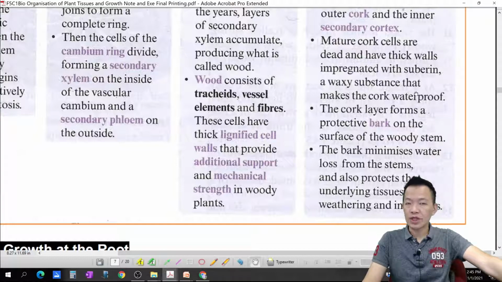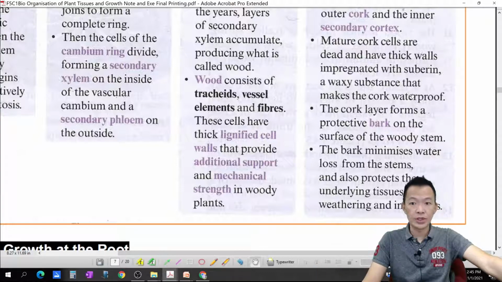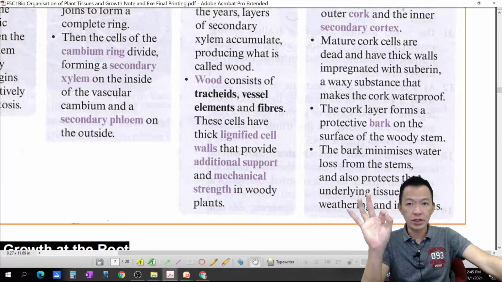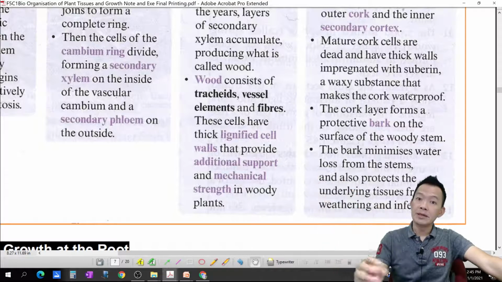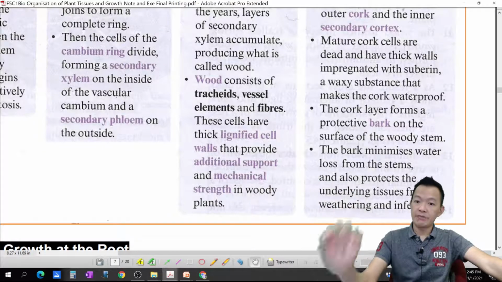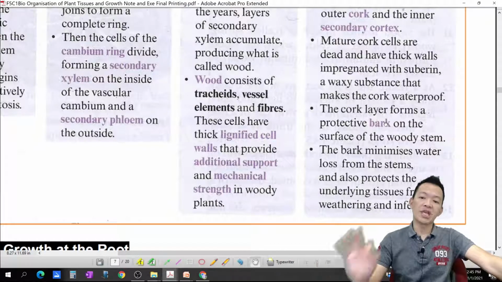OK, so mature cork cells are dead and have thick walls impregnated with suberin，不重要的，OK, and make the cork waterproof. So 这些 cork 越来越多，它是防水的。So cork actually is waterproof. So what is the function of this waterproof cork? To prevent the water evaporation from the bark，就是防止水从它树皮的表面蒸发掉。And the cork layer forms a protective bark on the surface.